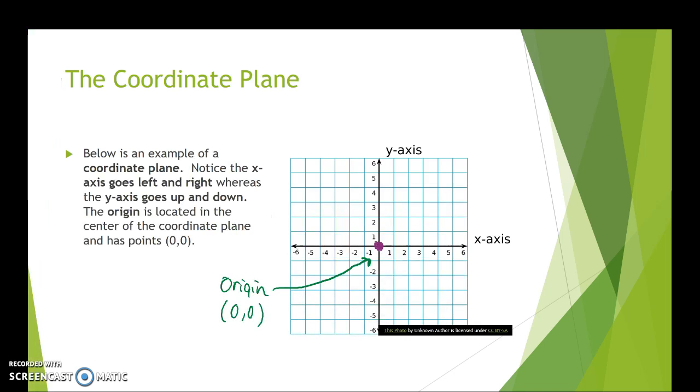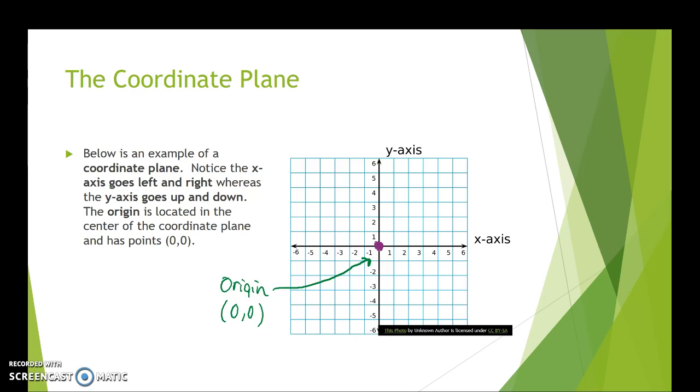So here's an example of what a coordinate plane looks like, and you might have worked with a coordinate plane before, but we're going to review this just to refresh your memory. Here we have a coordinate plane, and the x-axis goes left and right, whereas the y-axis goes up and down. And then you have the origin of your coordinate plane, which is the point 0, 0, and I have it labeled right here. So I have your x-axis labeled, I have your y-axis labeled, and then the origin is 0, 0, and I have a point right there.